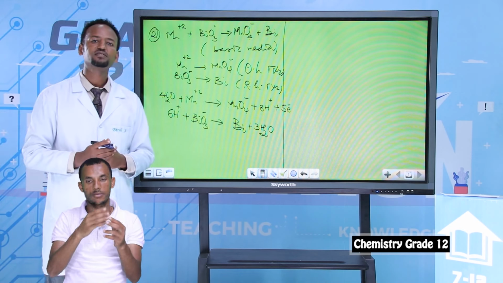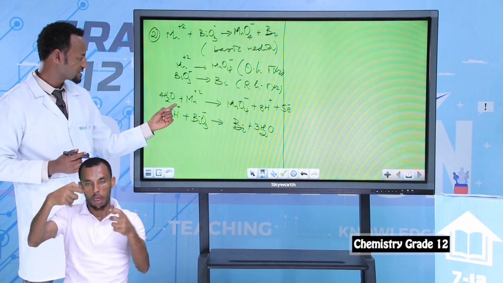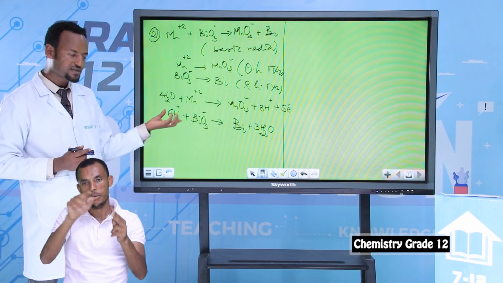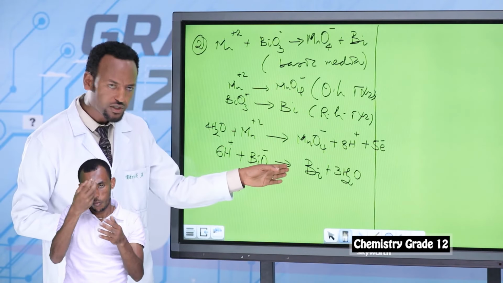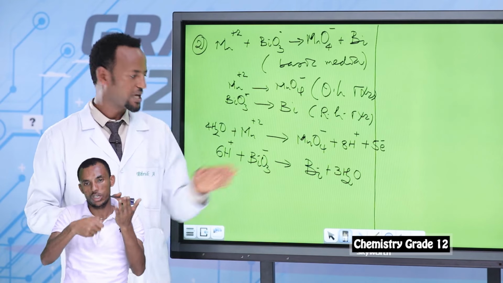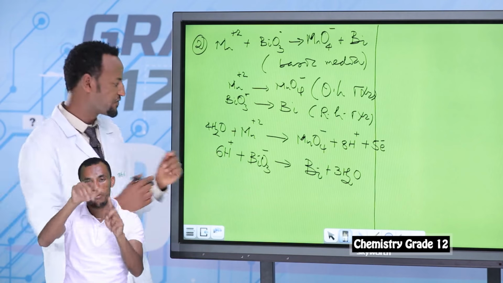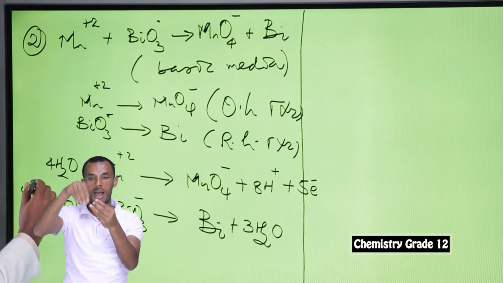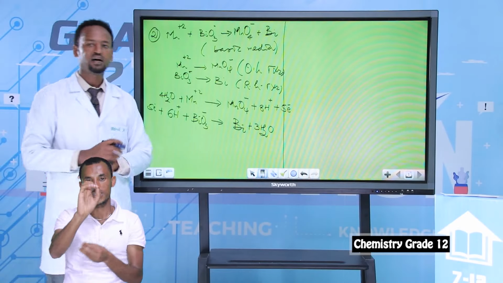Finally, balance the charge. By addition of what? By addition of electrons. Look, 6 times plus is +6, and 1 times -1 is -1. -1 plus 6 is +5. In the reactant position it is +5. In the product position there is no charge, it is 0. Therefore, in the reactant position, 5 electrons must be added. Then +5 plus 5 electrons is 0, balanced.